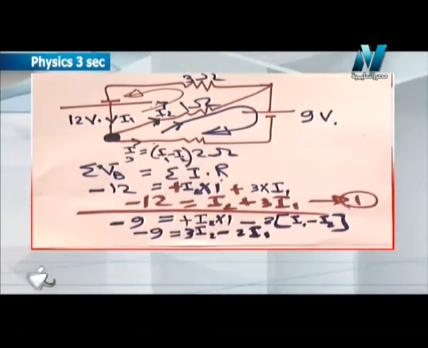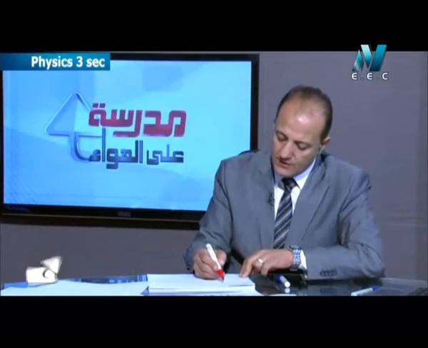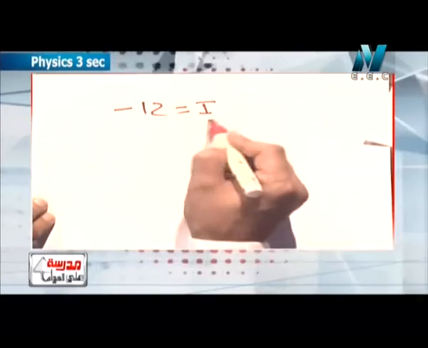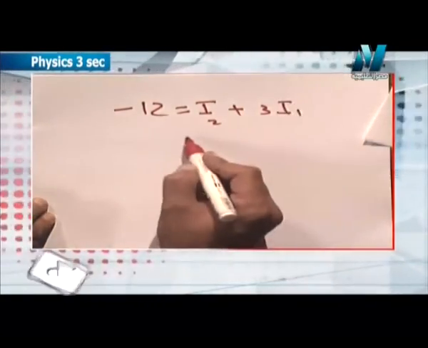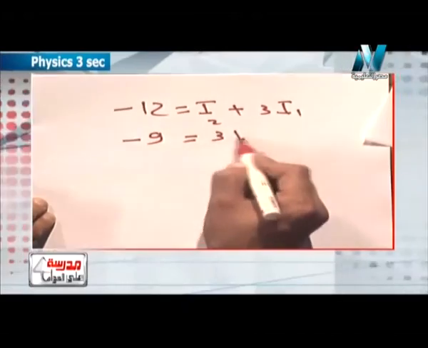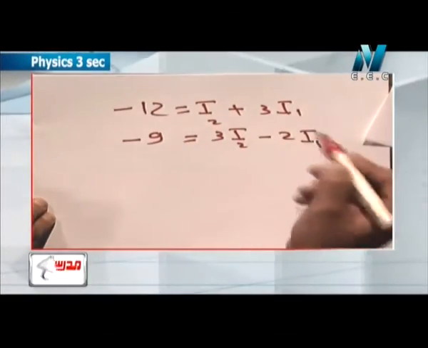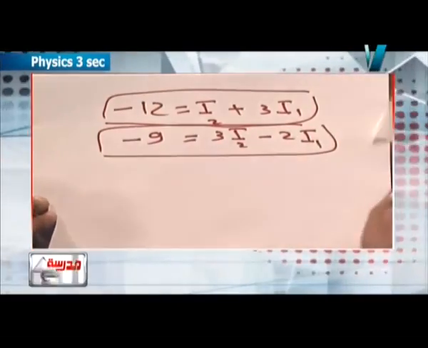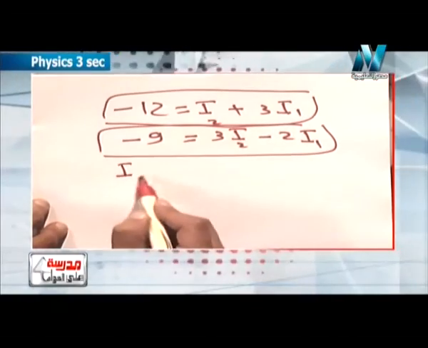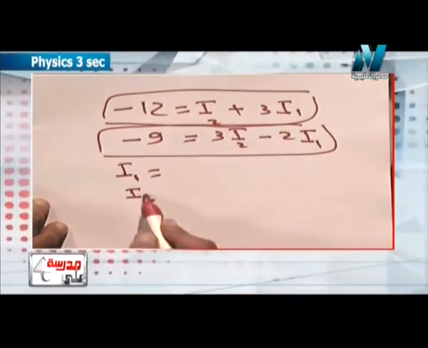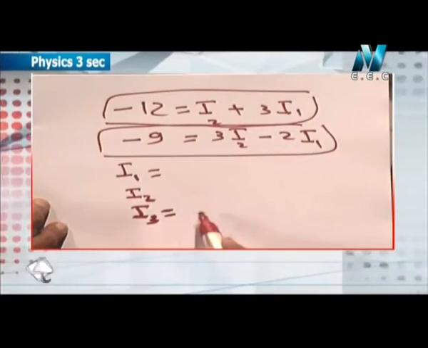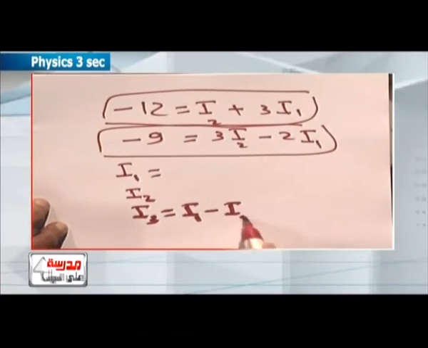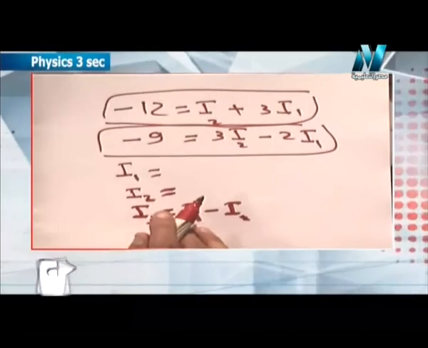We have now two equations. One equation, minus 12 equals I2 plus 3I1. The second one, minus 9 equals 3I2 minus 2I1. By solving them by any method, even using a calculator, you can know I1 and I2. By substituting you get I3 as I1 minus I2. It's too easy inshallah. You just have to form the equation.